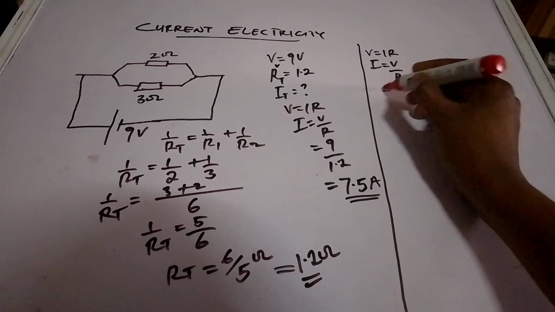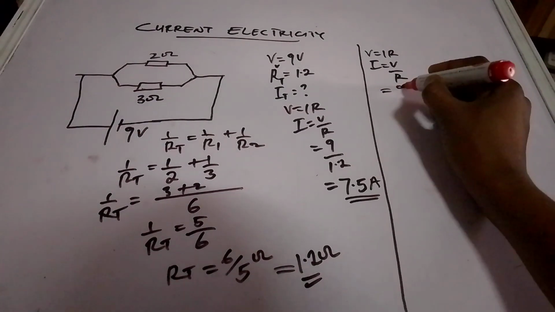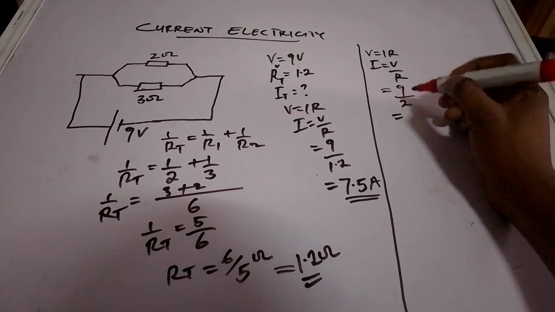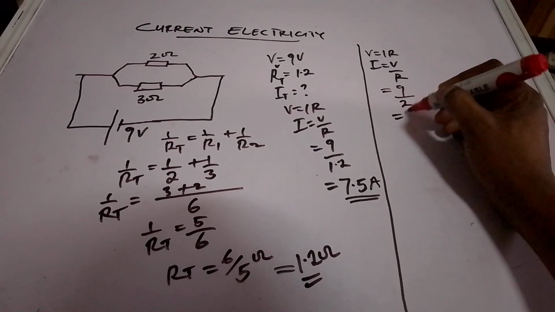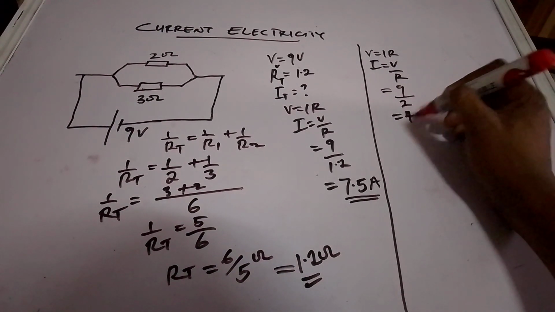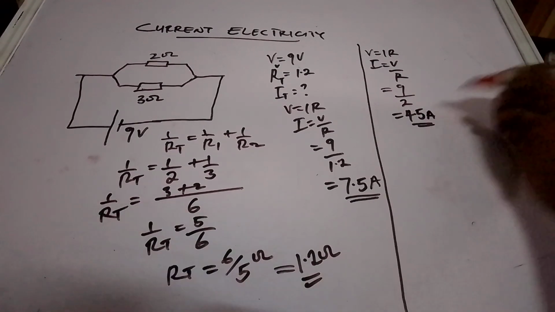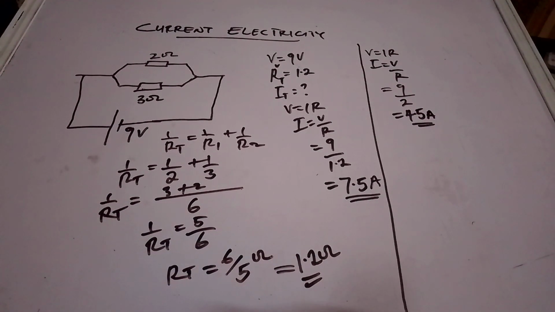So what's the voltage here? The voltage here is 9. And what's the resistance here? The resistance here is 2. So if I divide this by 2, 9 divided by 2 is going to give me 4.5 ampere. So you're going to have 4.5 ampere.